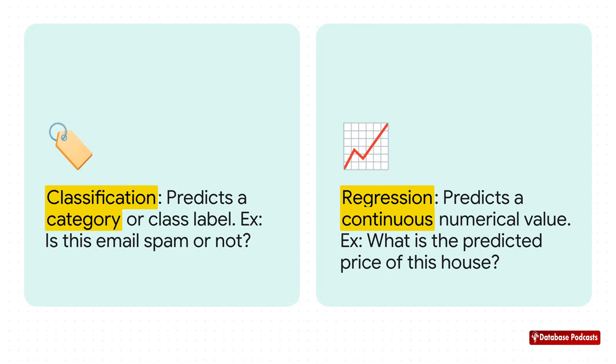Now, supervised learning usually breaks down into 2 main jobs. First, there's classification. This is all about predicting a category, a distinct class label. Think, is this email spam or not spam? It's a yes or no, or one of a few categories. Then you have regression. This is where you're predicting a continuous numerical value. You're not picking a category, you're trying to predict a specific number, like the price of a house.